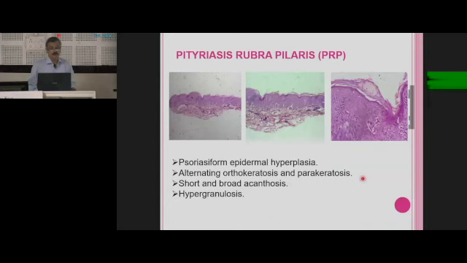The other conditions like pityriasis rubra pilaris, here also there is a combination of psoriasiform, seborrheic dermatitis, and keratosis pilaris-like lesions. Psoriasiform epidermal hyperplasia, alternating orthokeratosis and parakeratosis. Short and broad acanthosis. Here you will not see the elongation of rete ridges, but there is a fusion of rete ridges and they are short. And hypergranulosis here. The granular layer is more pronounced.